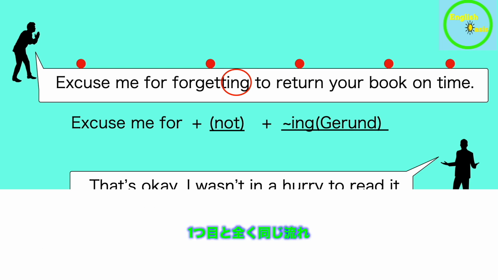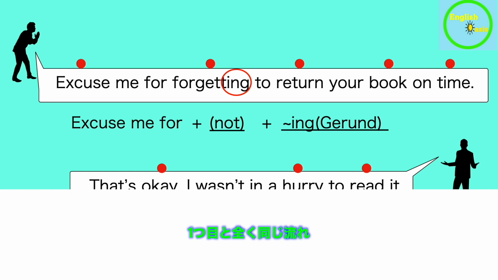So now everyone please listen again. Where is the stress? That's okay. I wasn't in a hurry to read it. That's okay. I wasn't in a hurry to read it. Okay, so here. Okay, hurry, and read. So now let's practice together. So please repeat. That's okay. I wasn't in a hurry to read it. That's okay. I wasn't in a hurry to read it.